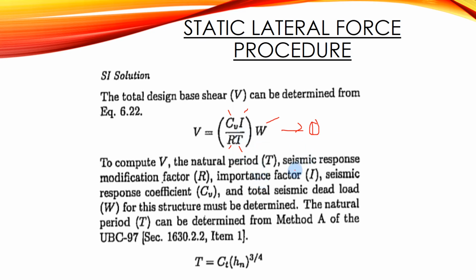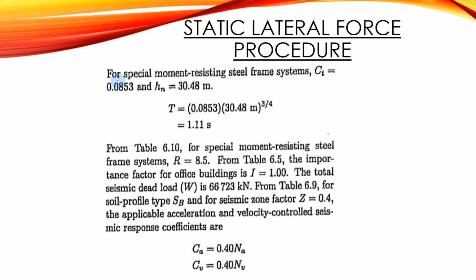Okay, so the first thing to determine is the T, or the period. We will be using Method A to determine the period: CT times hn raised to 3/4. Since our structure is a special moment resisting frame, from the table last time we got 0.0853 for CT.